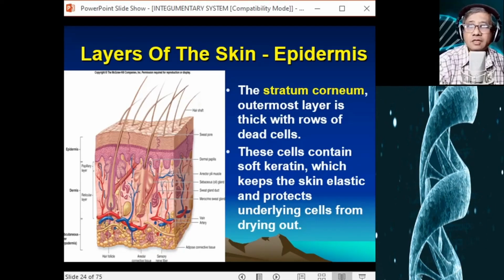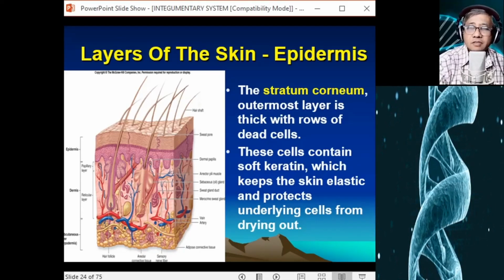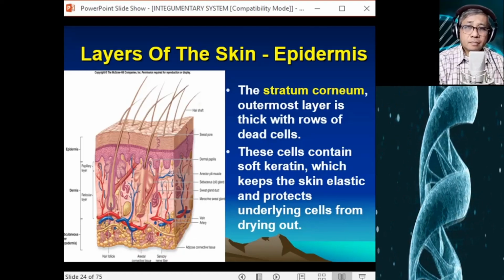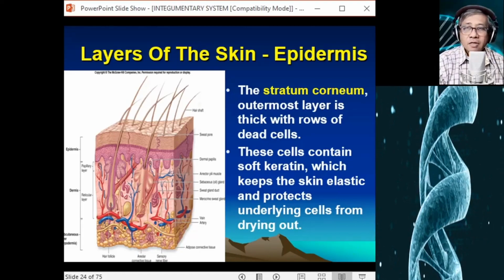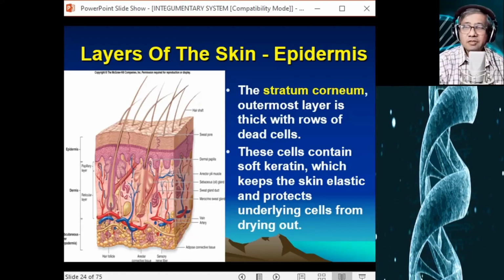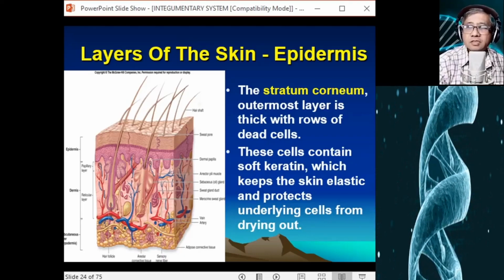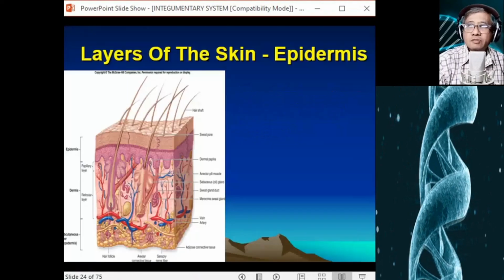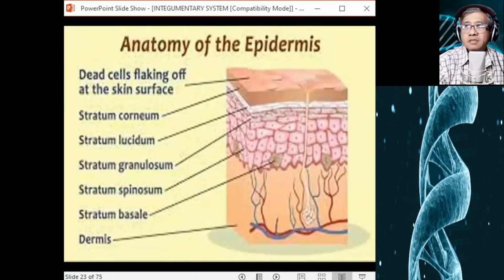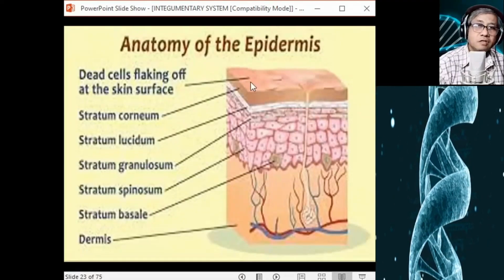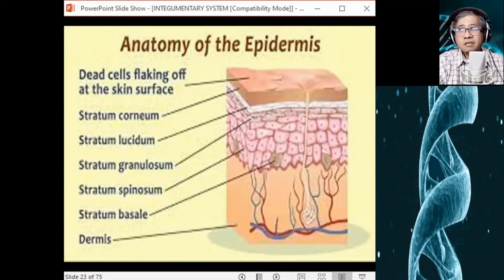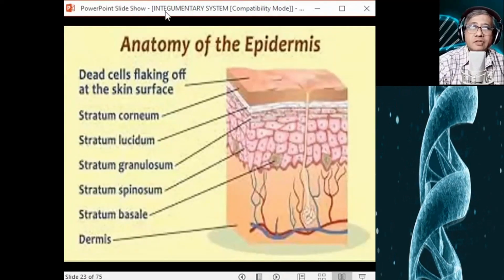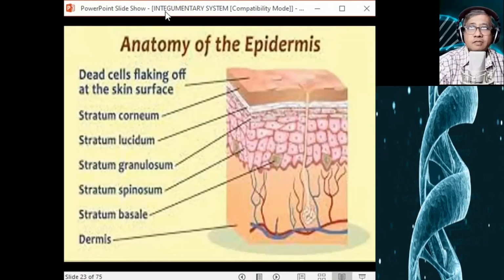These cells contain keratin, which keeps the skin elastic, and keratin provides a waterproof layer to protect the cells from dehydration. Kaya linagay ko dito, protects the underlying cells from drying out. So that's stratum corneum. And yung mga cells dito sa stratum corneum, since patay na yung mga yan, most of them are dead, they tend to flake off at the skin surface. So dead cells are flaking off at the skin surface.